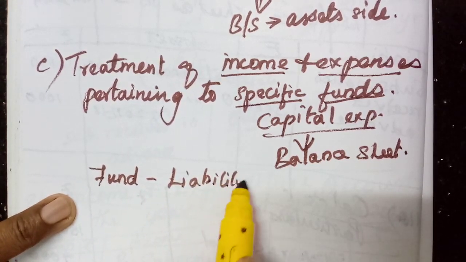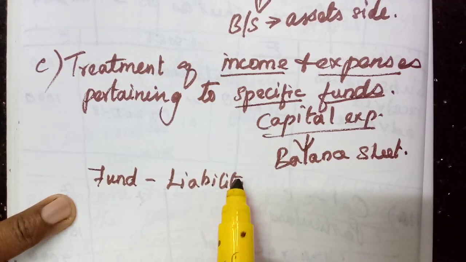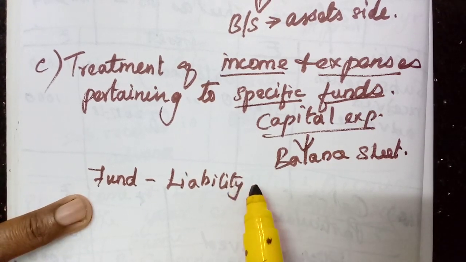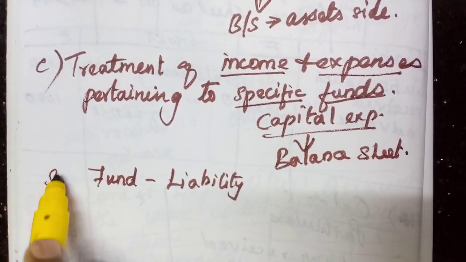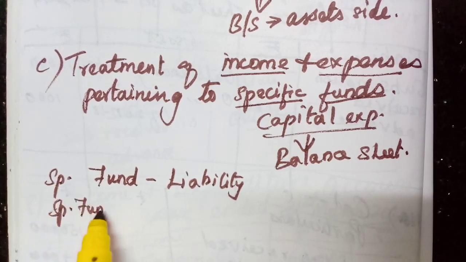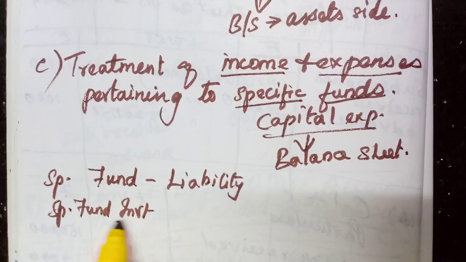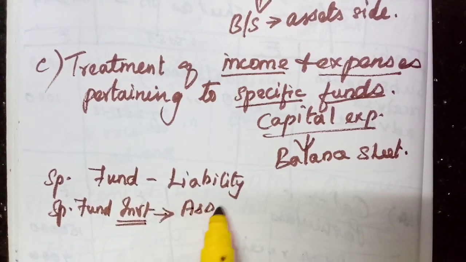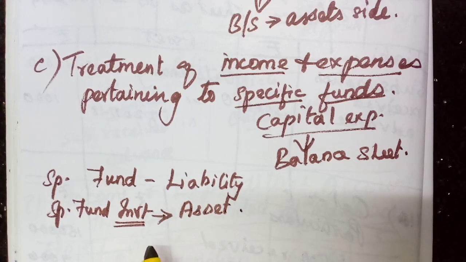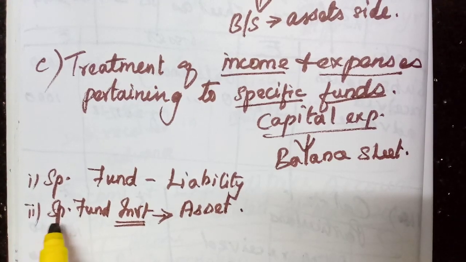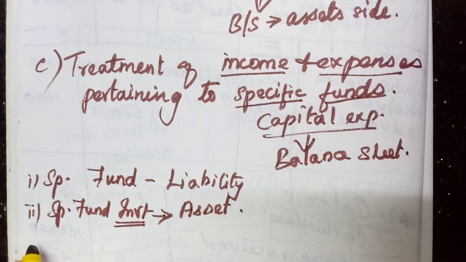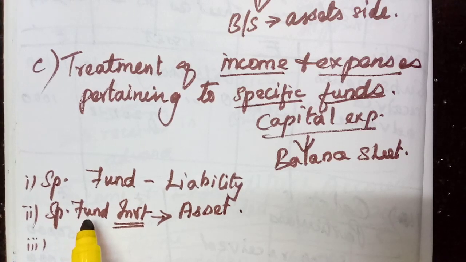Any fund, maybe the prize fund, in order to pay the prizes, they will create one fund, a big amount. So, fund will be the liability. If we invest that fund amount in investment, that is called specific fund investment. Then investment is an asset, which we should show on the asset side of the balance sheet. Now, the first one, fund on the liability side, that specific fund investment on the asset side.